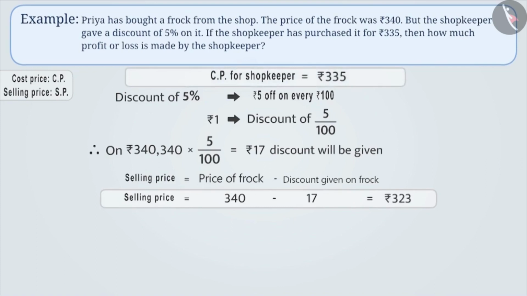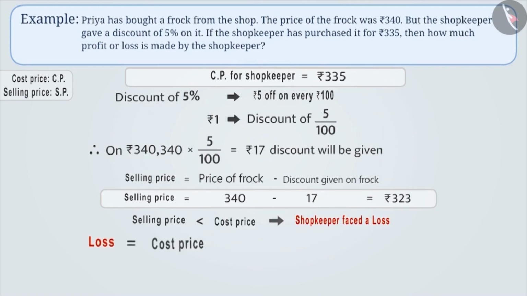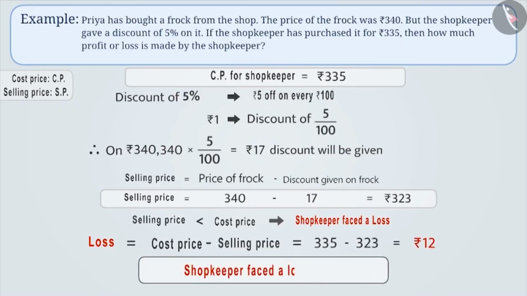Now we know the cost price and selling price. By observing these, can you tell whether the shopkeeper made a profit or a loss? Think for a while. Absolutely correct. Since selling price is less than cost price, the shopkeeper has faced a loss. Therefore, loss is equal to cost price minus selling price, which is equal to rupees 335 minus rupees 323, which is equal to rupees 12. That means the shopkeeper faced a loss of rupees 12.